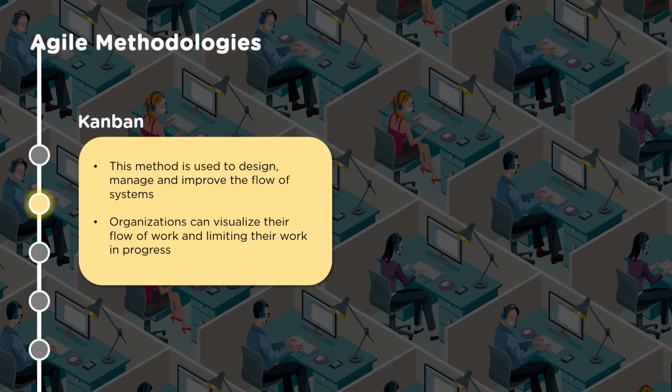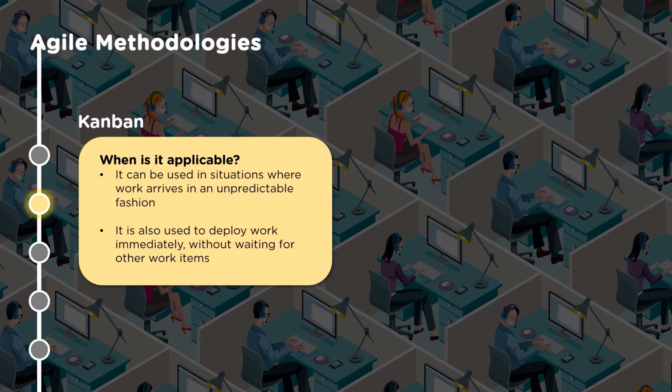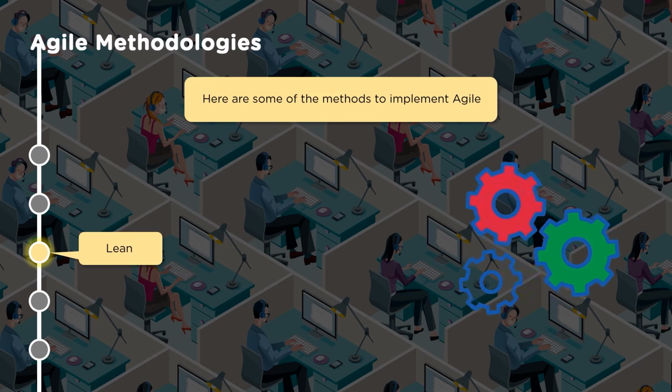And then it's also called a pull system because people pull the work from it and then complete it. Right. So where is this applicable? It can be used in situations where work arrives in an unpredictable fashion. So that means it gives a lot of flexibility in terms of adapting to the changes which are happening in a dynamic environment. So it is also used to deploy work immediately without waiting for other work items. Since it is visible, things can go smoother and easier, so that people are owning it rather than disowning it.